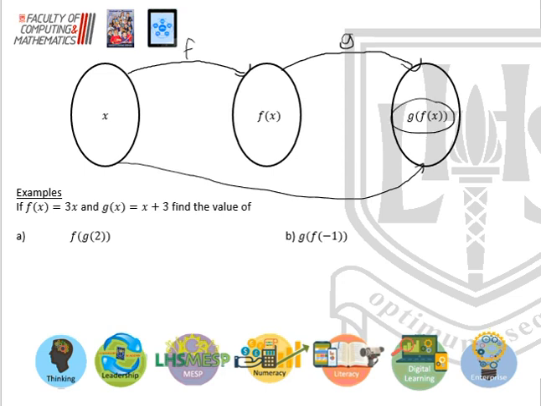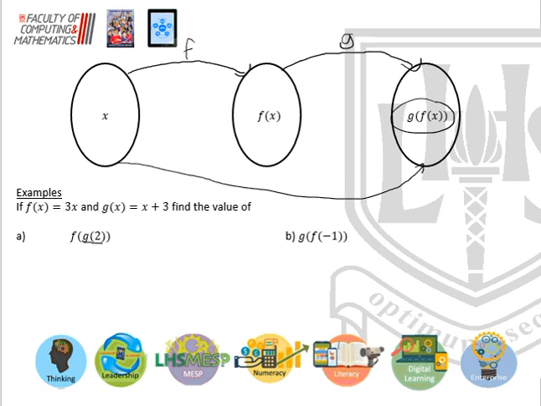Okay, so g of f of x means you're applying function g to the function f of x, which happens first. Okay, so we've got two examples here looking at f of x is equal to 3x and g of x equal to x plus 3, being able to find the value of f of g of 2. I want you to pay careful attention to that language, f of g of 2. Firstly, we need to know what g of 2 is. You work from the inside out.